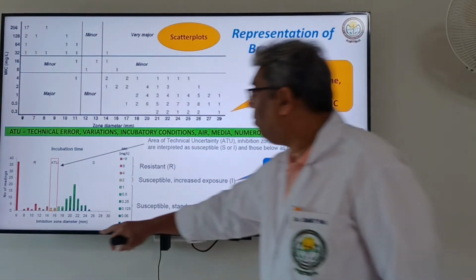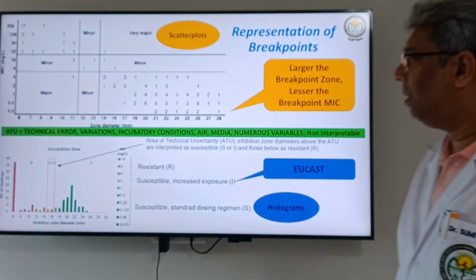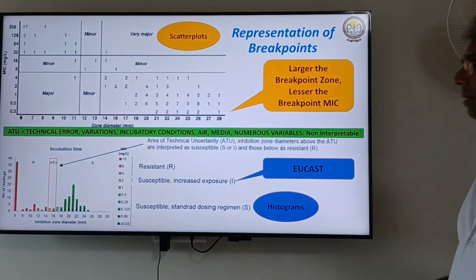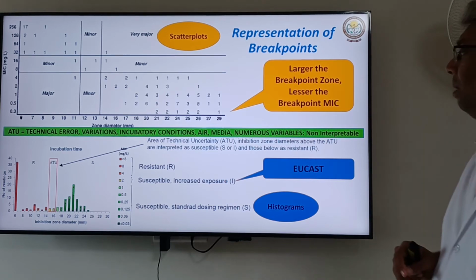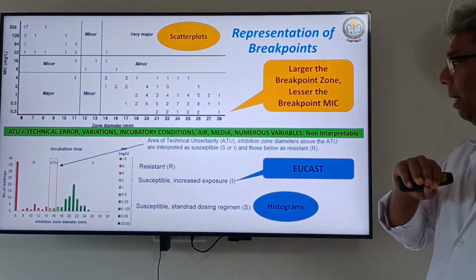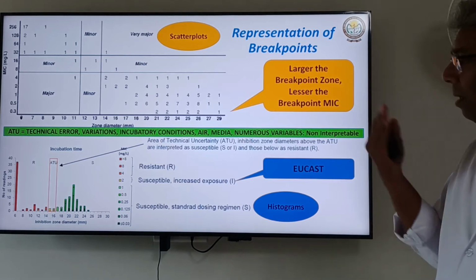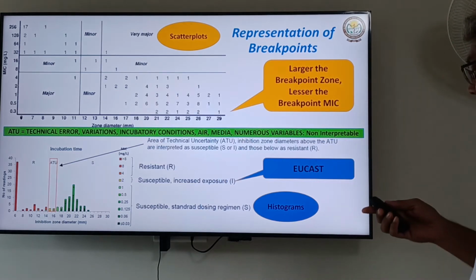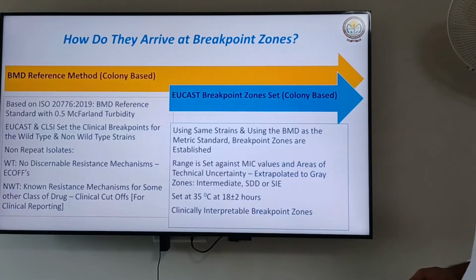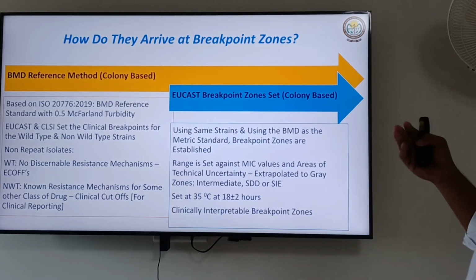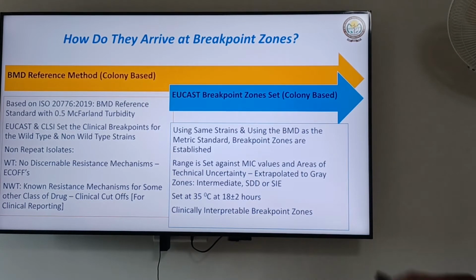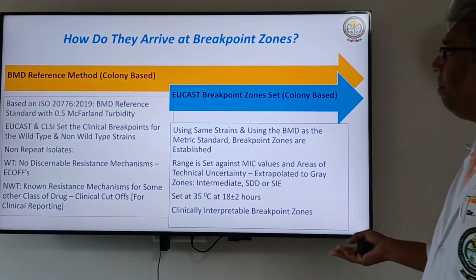So something that is in between, which we cannot determine whether to label as intermediate or not in the initial phase, is the area of technical uncertainty. Once we get all these errors erased, then we can consider that as intermediate or susceptible increased exposure. Now, how do we arrive at breakpoint zones? This was taken by Dr. Dev also earlier, but I'll just revise this part.